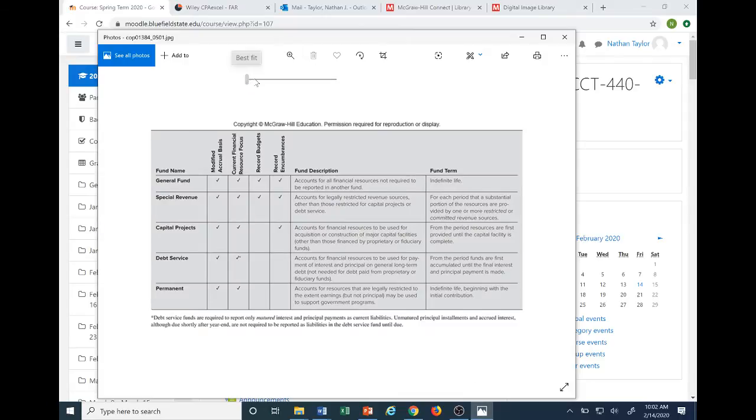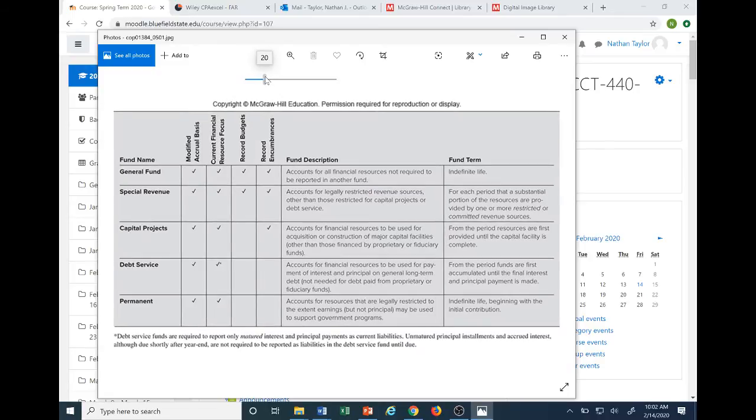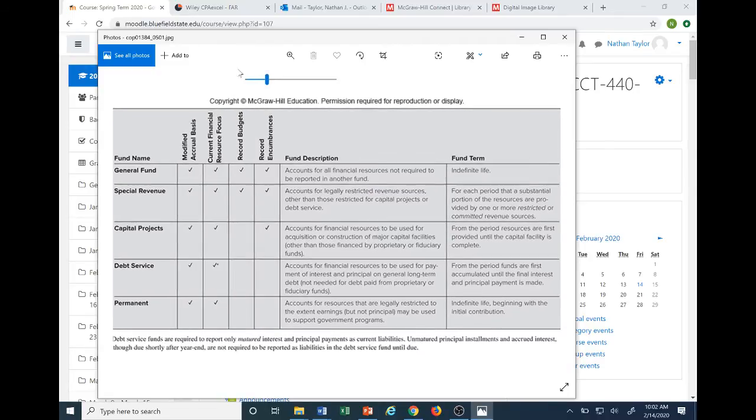This is a little chart, just a little review of all the different types of governmental funds. You can see at the top, it starts with the fund name, and then it goes through and tells you some details about the funds. Like it says which ones use the modified accrual basis, which ones recognize current financial resource focus, record encumbrances, record budgets, what the fund description is and what the fund term is. We're just going to go through this for practice one more time.